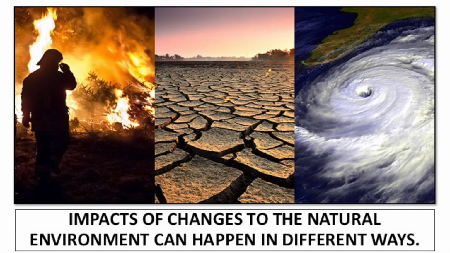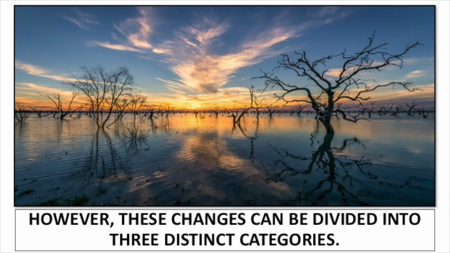Impacts of changes to the natural environment can happen in different ways. Just like we've seen with the changes to the natural environment happens in different ways, so can the impacts. The impact is another word for the effect. If there's a change, the change will have a knock-on effect. Something else will have to change. And that's what we mean by impact. However, these changes can be divided into three distinct categories. So let's take a look at the different categories, guys.